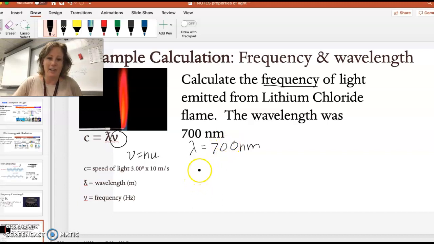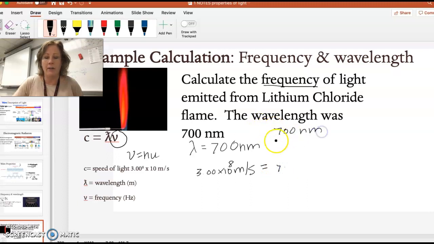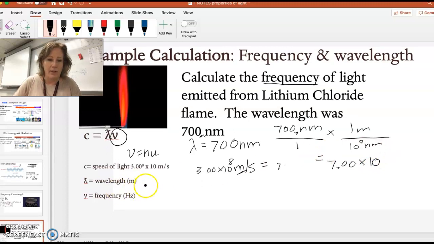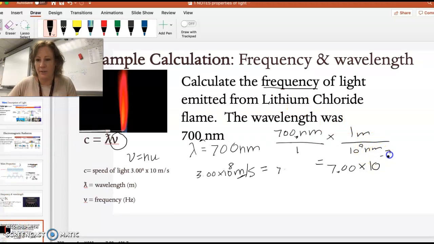Now if I'm trying to solve for frequency, I'm just going to plug in. I have my speed of light equals my wavelength. Before I do that, though, I need to make sure that I have it in meters, because the speed of light is in meters. I know that there are 10 to the 9th nanometers in 1 meter. Let's give this a sig fig too: let's say it was 700. point. When I convert it, I get 7.00 times 10 to the negative 7th meters. So when you're using the speed of light in meters per second, the wavelength has to be in meters. If it's not, then you would want to convert it.